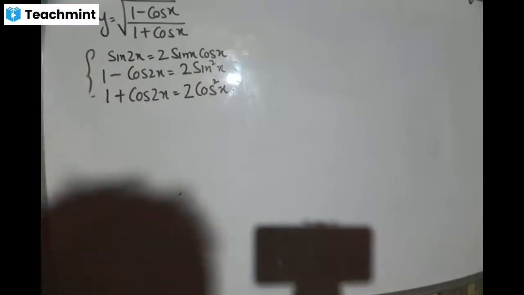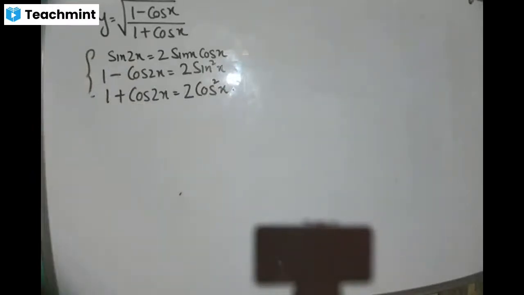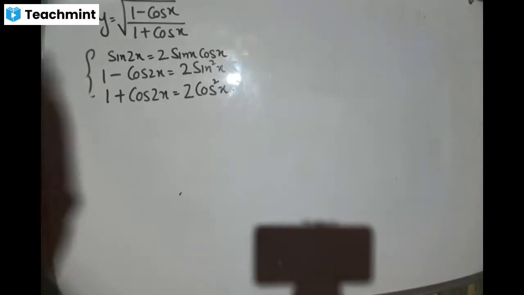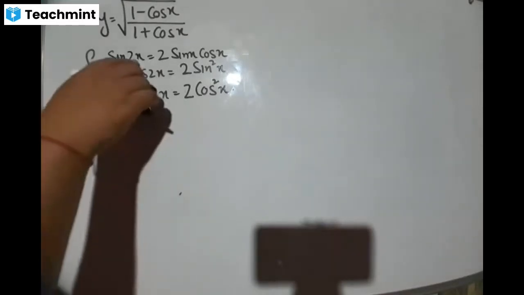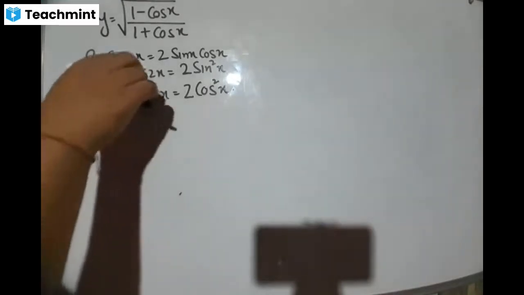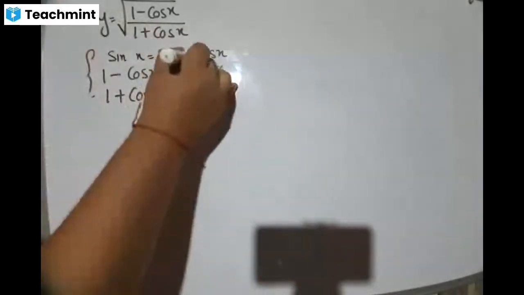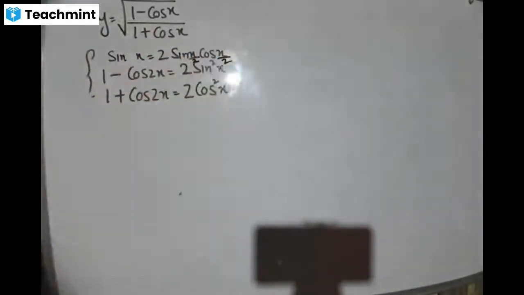So this is called formula on multiple angle. Is that clear? So please take a screenshot of this, because I'm going to change this formula into submultiple. So this is multiple. For submultiple, what you simply have to do is divide the angle by 2. So when you divide 2x by 2, 2 will vanish. So sine x equals 2 sine x by 2 cos x by 2.